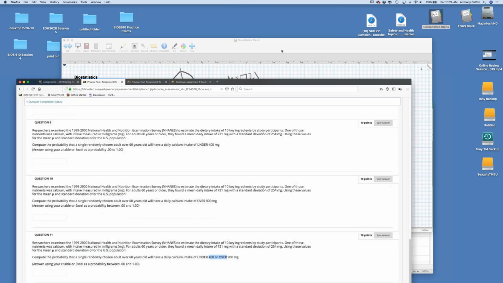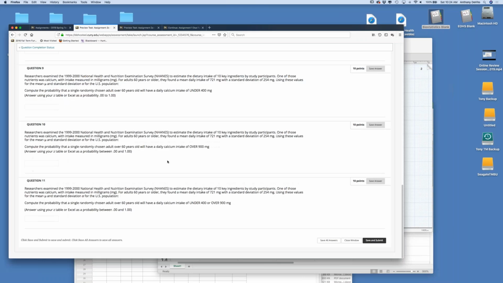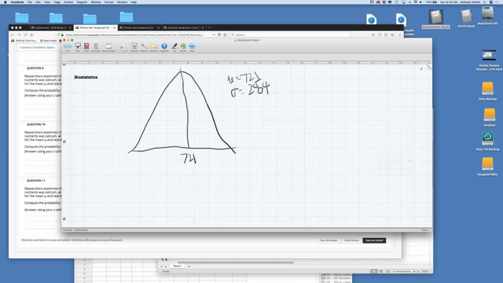Oh, that's not the question I was looking at. Oops. Use my mouse. Under 400 and over 900. Okay, so let me sketch that on here. So here's 400, and here's 900. We're looking at the percentage of people that are below 400 or over 900. So these are the two areas that we're looking for.